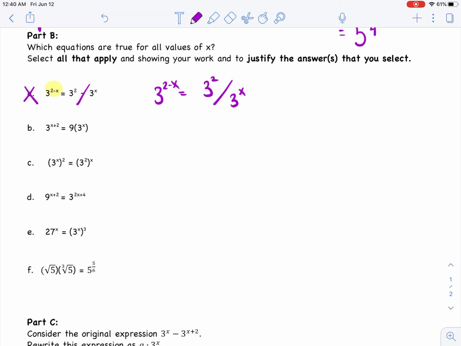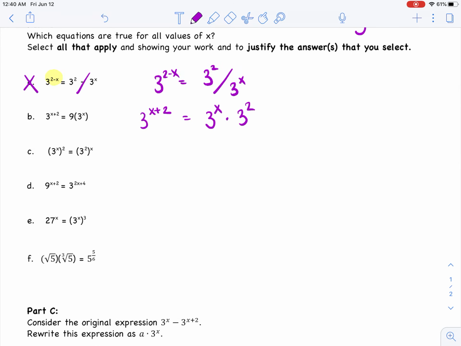And B, 3 to the x plus 2, right? Then look, minus, then we divide; plus, then we multiply, right? So we can rewrite it as 3 to the x power times 3 squared. Make sense? If you're not sure, you can have our lesson right next to you and look at the property, all right? And then, guys, look, this is 3 to the x, and what's 3 squared? That's 9, right? So can I just write it as 9 times 3 to the x? It's the same thing, right? So this is true.